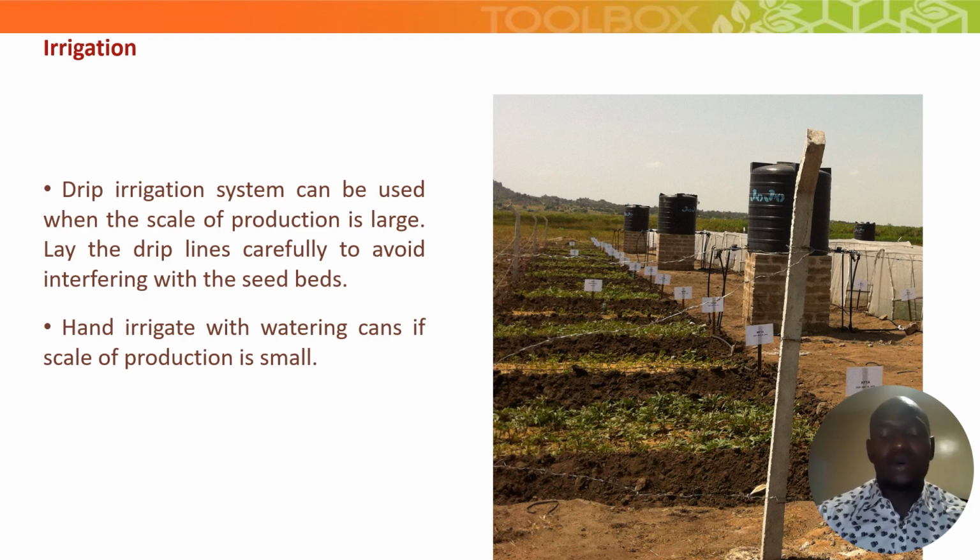Watering is very important, as I had already mentioned. So if you are producing on a large scale, consider having a drip irrigation system, but lay the drip lines carefully to avoid interfering with the seed beds. Use hand irrigation with watering cans if the scale of production is small.